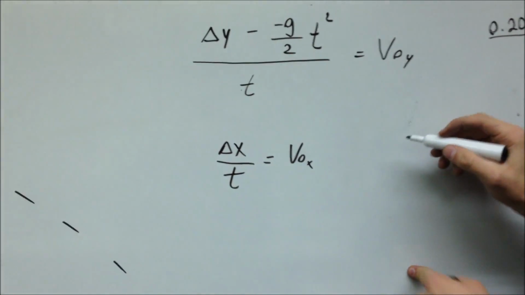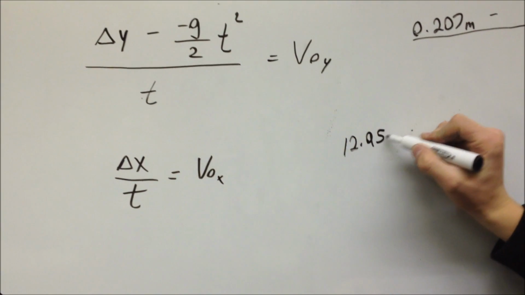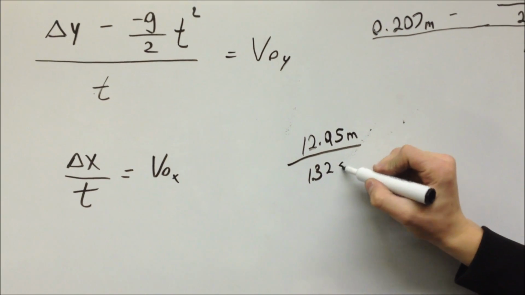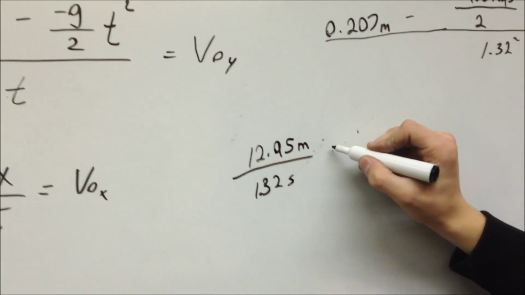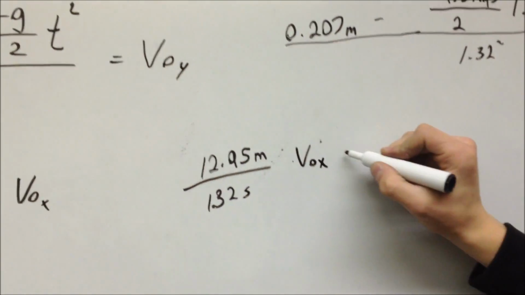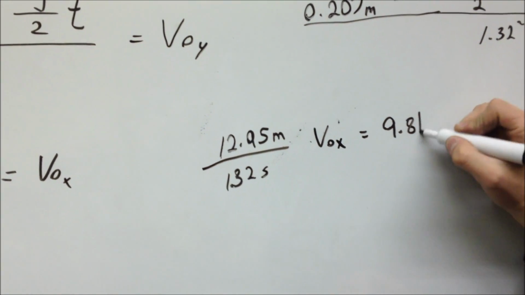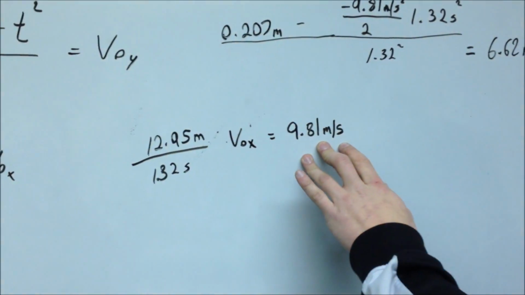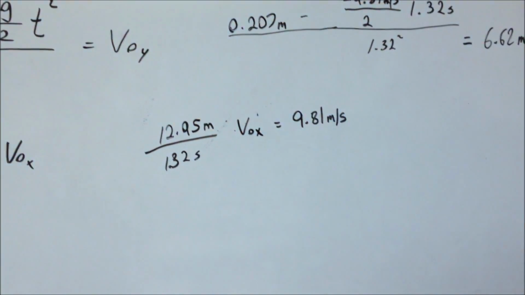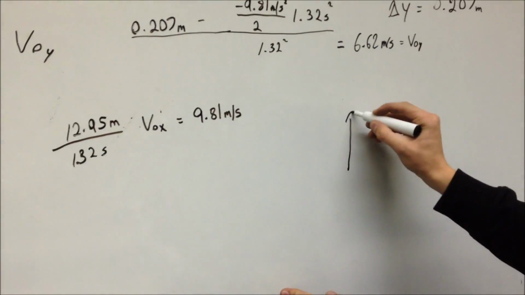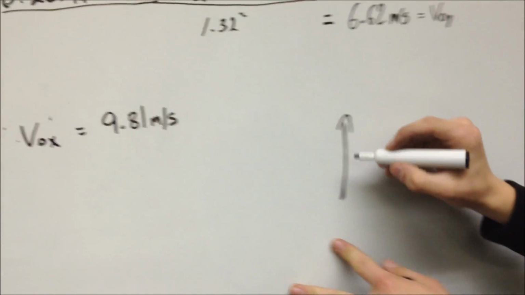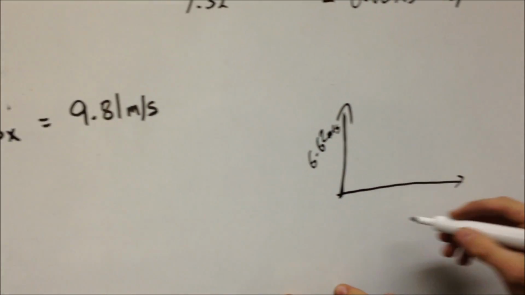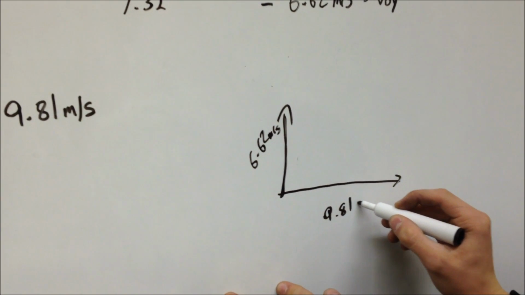For our x direction, we simply take our delta x, which was 12.95 meters, and divide it by the time it took to cover that delta x, 1.32 seconds, and we get that our initial velocity in the x direction is equal to 9.81 meters per second. I know this value looks like gravity, but it's actually not. It's just coincidental that our numbers worked out this way. So when we draw our vectors, we had a vertical component, which we calculated to be 6.62 meters per second. Our horizontal component was 9.81 meters per second.